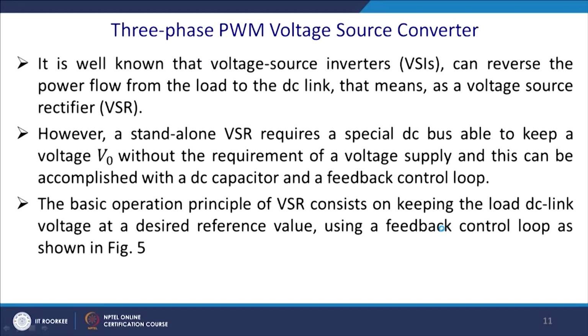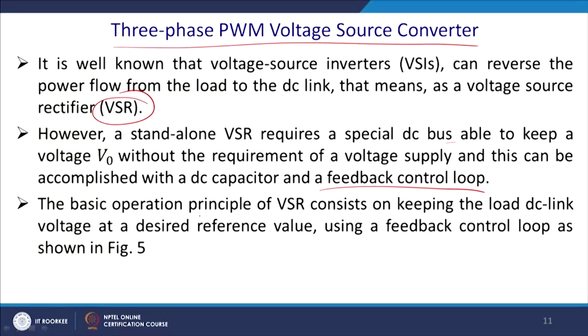So, now we have talked about the single phase converter, let us talk about the 3 phase PWM voltage source converter. It is well known that the voltage source inverter VSI can reverse power flow from the load to the DC link, that means it works as a voltage source rectifier or VSR. However, a standalone VSR requires a special DC bus able to keep a voltage V0 without requirement of a voltage supply, and this can be accomplished with a DC capacitor and a feedback loop control. We will see it in the next slide.